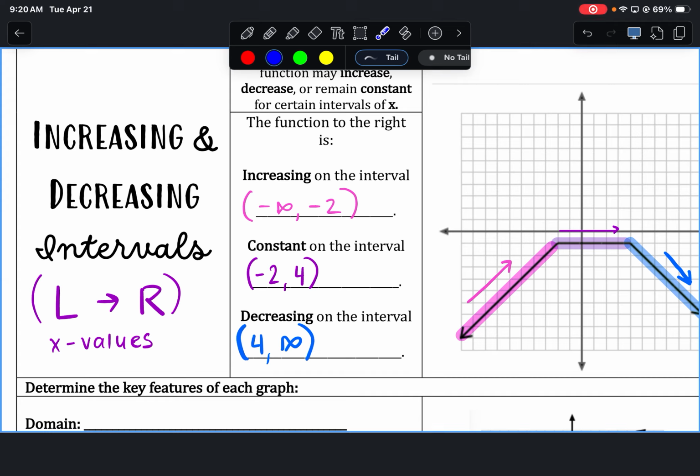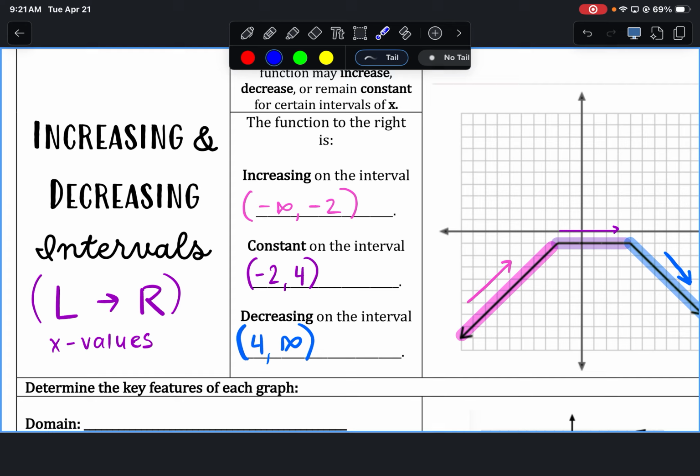So, at that singular point, can we tell if it's going up or down? No. So that is why it always uses parentheses, because at a singular point, like you would have at 4, we can't tell if it's going up, going down, staying the same, because without anything to compare it to, we don't know, right? So we always use parentheses when we're dealing with that. Does that kind of make sense?